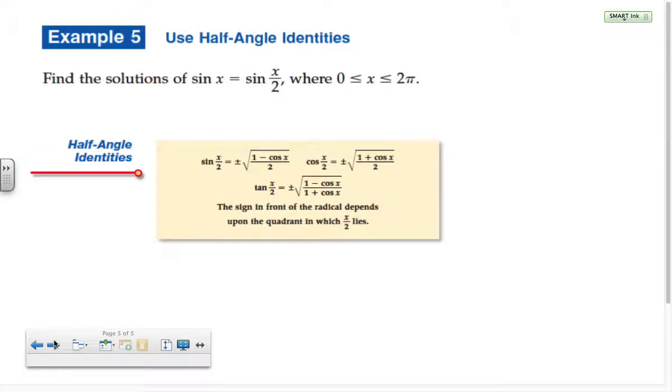Now this is just something called the half angle identities. I don't know that we talked about these at all, okay? But essentially, I'm just going to say, trust me that they were, okay?